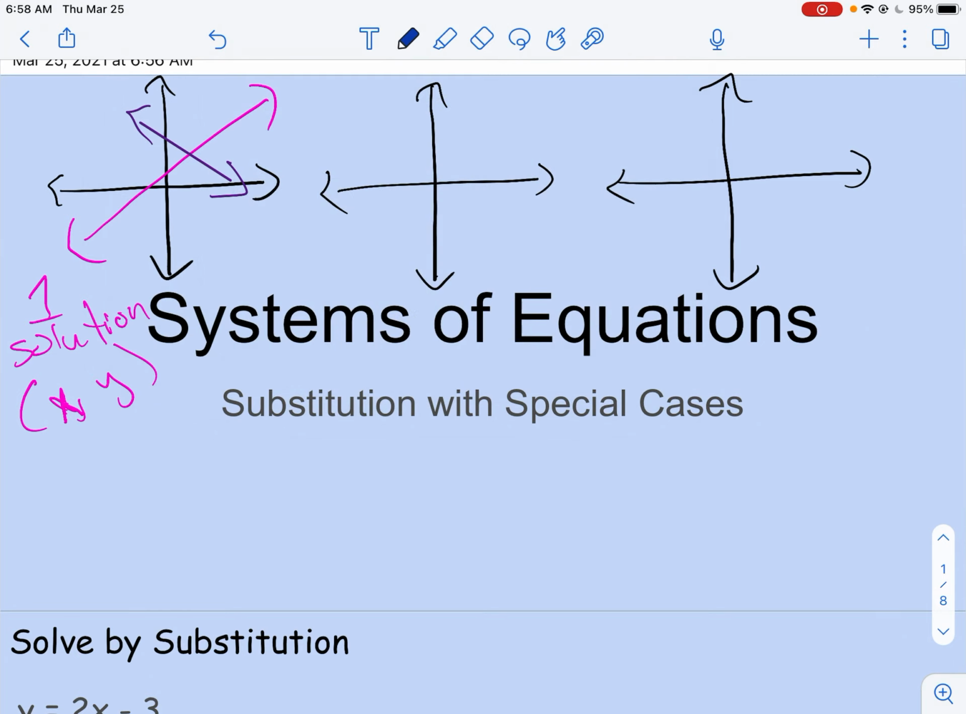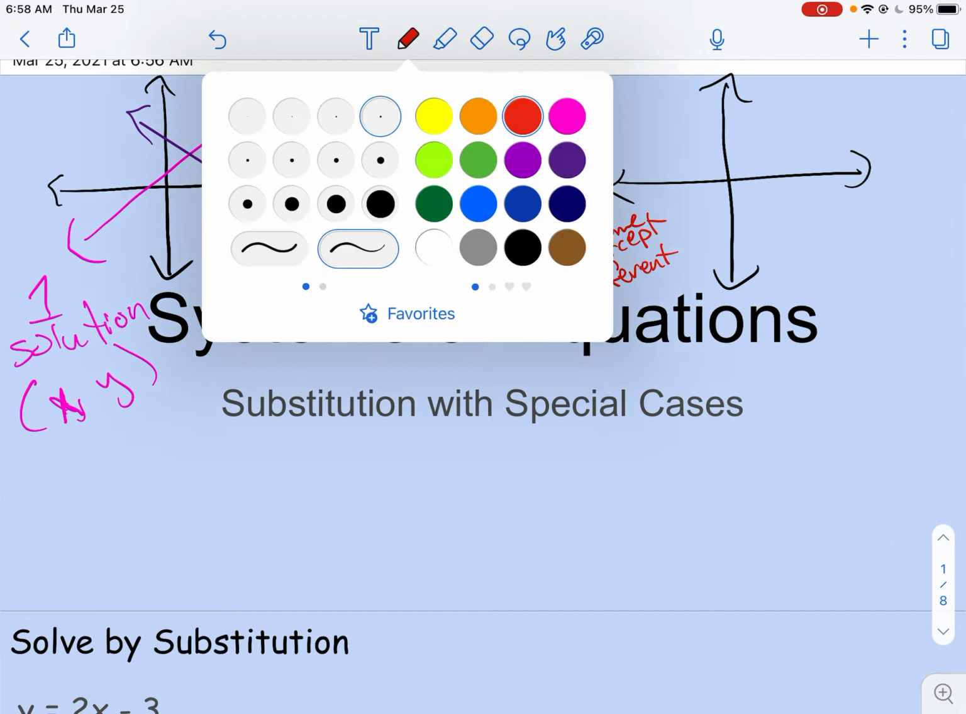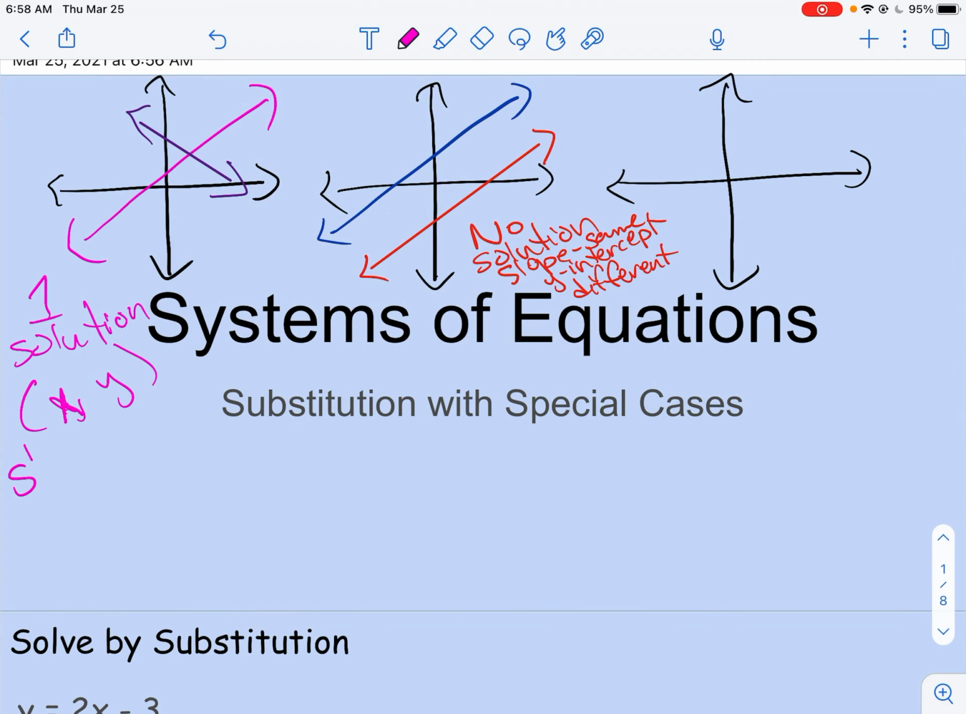Then we had ones that look like this, and that was no solution. Remember, this is when the slope is the same and the y-intercept is different. And I'll come over here and do this one. The slopes are different. It doesn't matter about the y-intercept. It only matters about the slope.